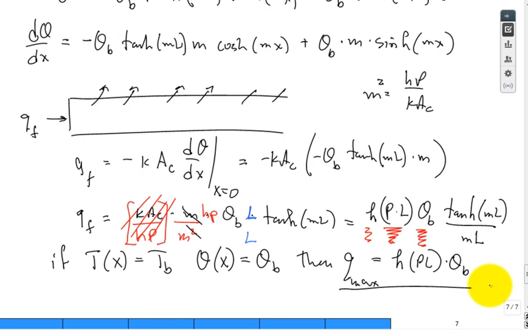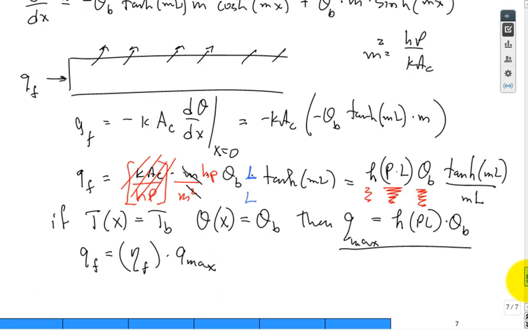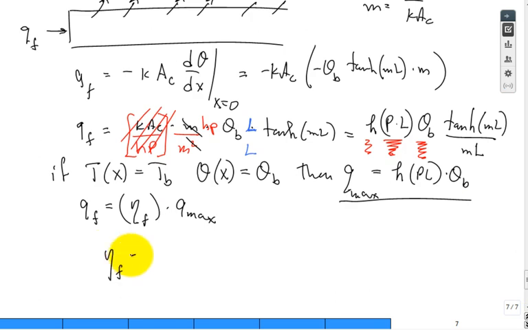This would give you that absolute maximum. And so right away they go, oh, look at it. We have the Q fin is equal to some term times the maximum theoretically possible if the fin was isothermal and at the base temperature. Okay, guess what that eta looks like? It's the hyperbolic tangent of mL divided by mL. And they call this the fin efficiency.